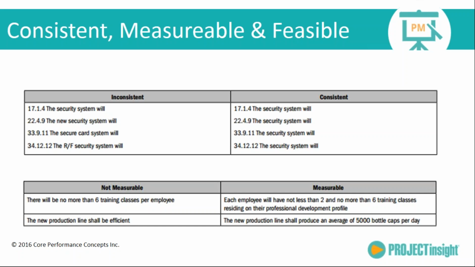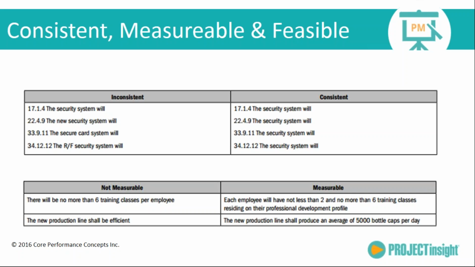It has to be, did we make it, did we not make it? So, when we say there will be no more than 6 training classes per employee, okay, well, what does that mean? Each employee, to make it more measurable, will have not less than 2 and no more than 6 on their professional development profile.